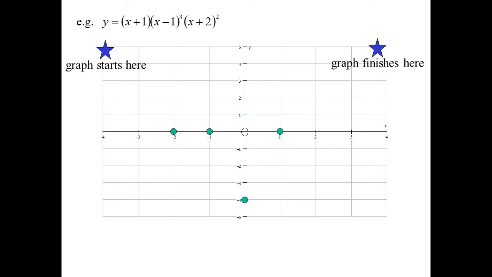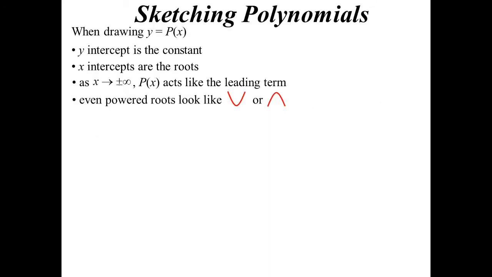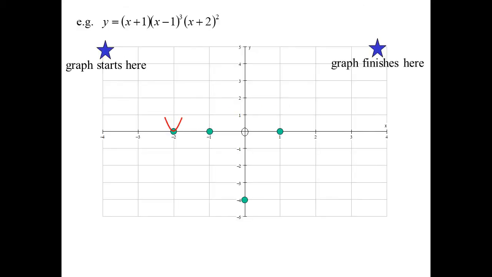Now the actual roots themselves, the x-intercepts, will behave like the power of the factor. So if it's an even power, it'll touch it like a parabola or a U shape. Now we've got an even one there at -2. We also know it's starting up there, so we know the curve must come down and touch at -2.